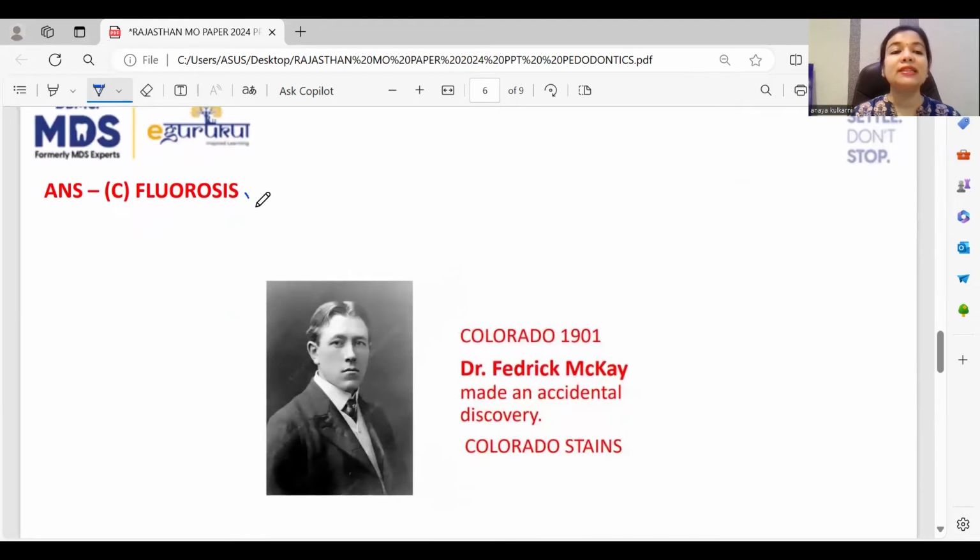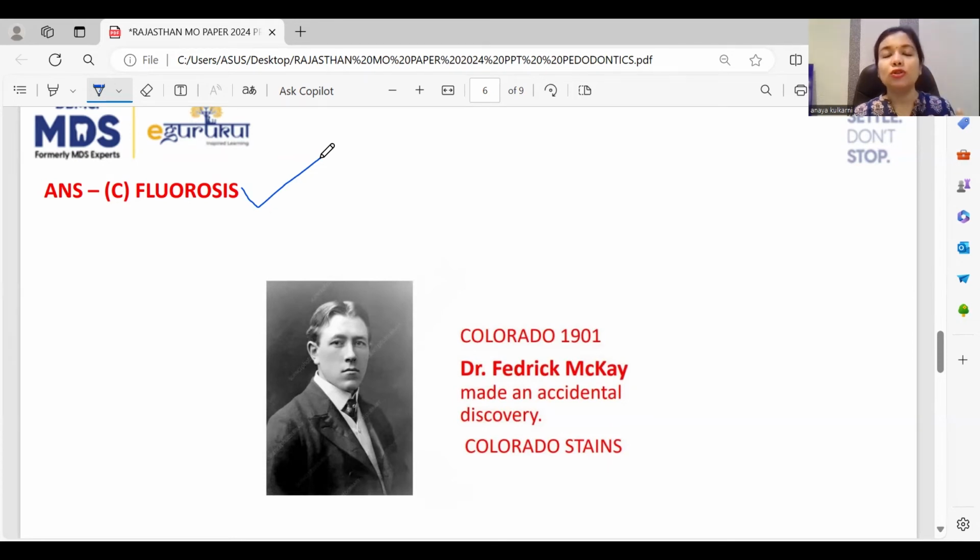Okay, so there is a reason why it is called the Colorado stain. There was this person called Dr. Frederick McKay, who graduated as a dental student in 1901, and started working as a dentist in a place called Colorado. While he was working as a dentist in this place called Colorado, he accidentally found that a lot of patients have brown, ugly stains on the teeth.